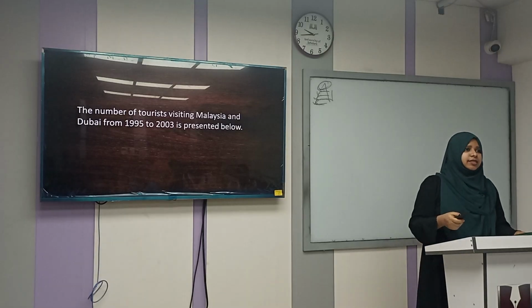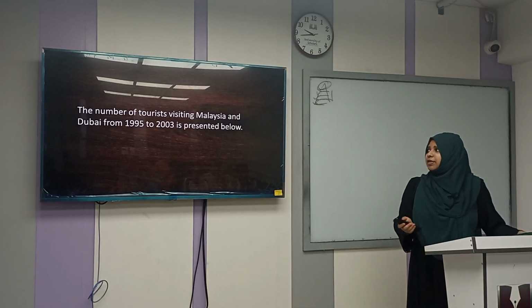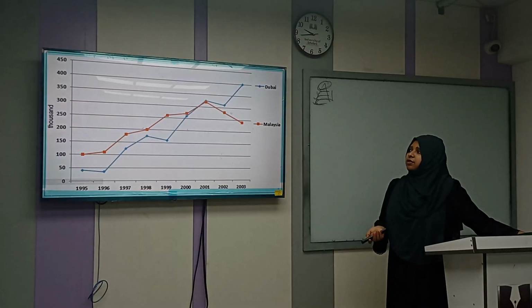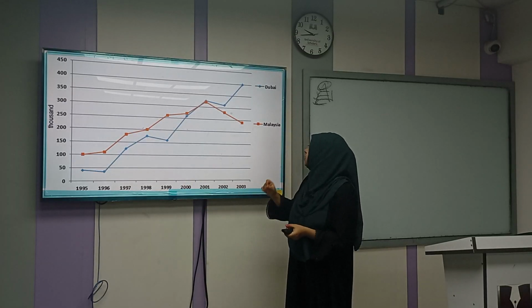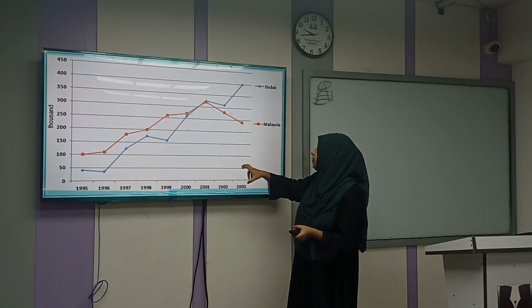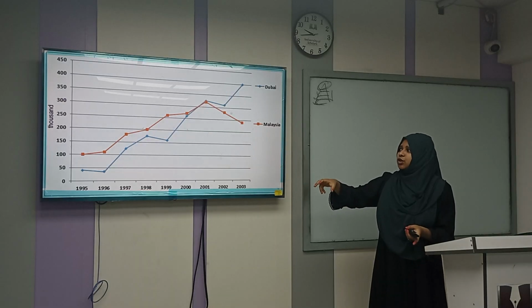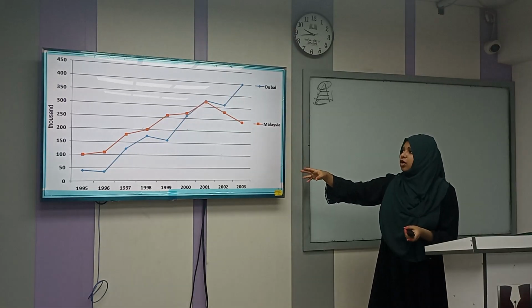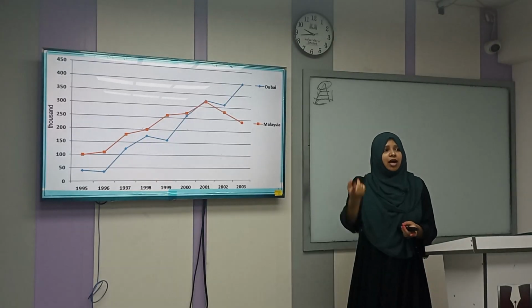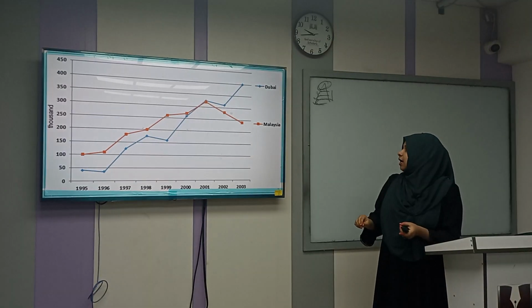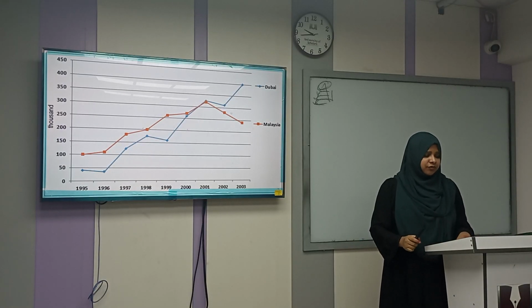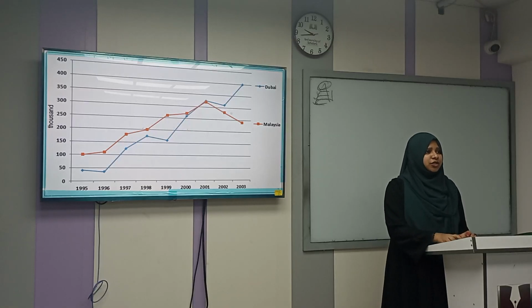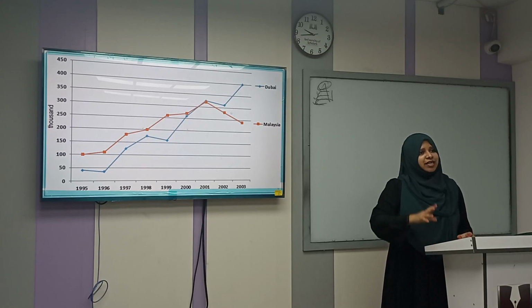The number of tourists visiting Malaysia and Dubai from 1995 to 2000. Okay, so from 1995 to 2000, this is the graph where you can see the difference in tourists in thousands. Like it's not 100 tourists, it's 100,000 tourists, in Malaysia and Dubai. So what is your first task after seeing this kind of pictures? To write the introduction.